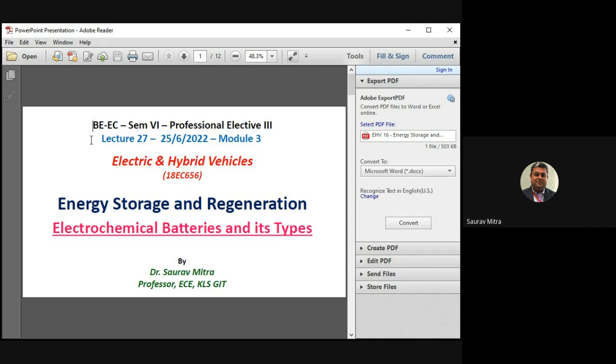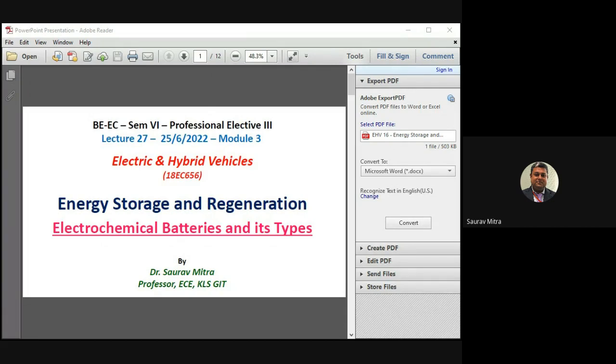What we are starting with is energy storage and regeneration. So what is the concept of regeneration? I told you that whenever the vehicle slows down, at that time the battery gets charged by the vehicle. That is called regenerative braking, or regeneration. So energy storage and regeneration are the two main ways the battery is getting charged.